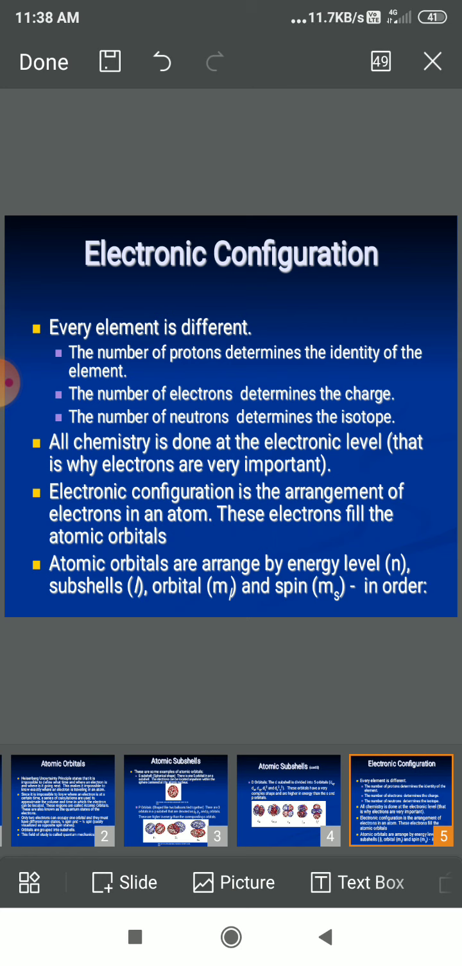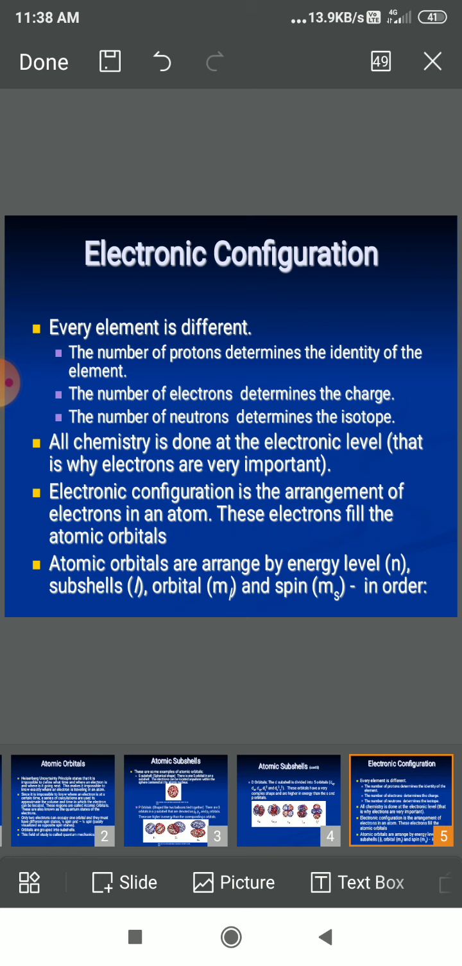Electronic configurations. Every element is different. The number of protons determines the identity of the element. The number of electrons determines the charge. The number of neutrons determines the isotope. All chemistry is done at the electronic level. That is why electrons are very important. Electronic configuration is the arrangement of electrons in an atom. These electrons fill the atomic orbitals.